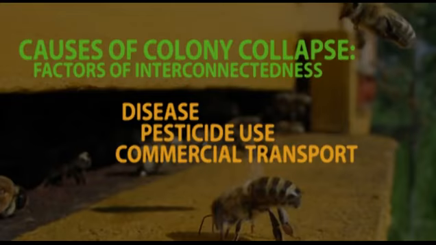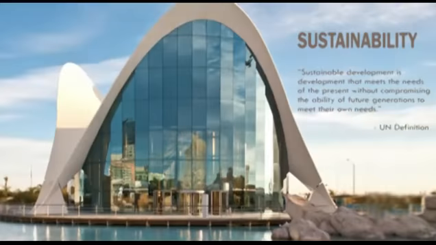And it turns out the cause of the collapse is also an example of interconnectedness. Factors include disease, pesticide use, and the commercial transport of bees that have disease. So when we talk about solutions and we talk about problems, we have to think about the fact that we really are in a global world and that we're all connected. So this leads us to the United Nations definition.